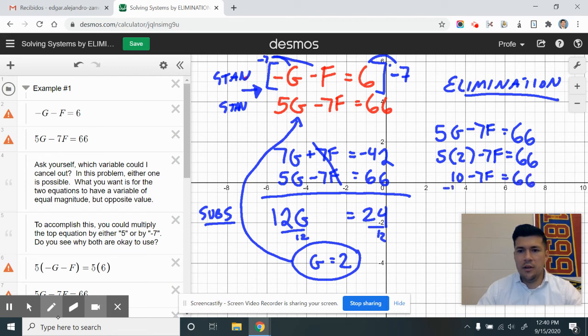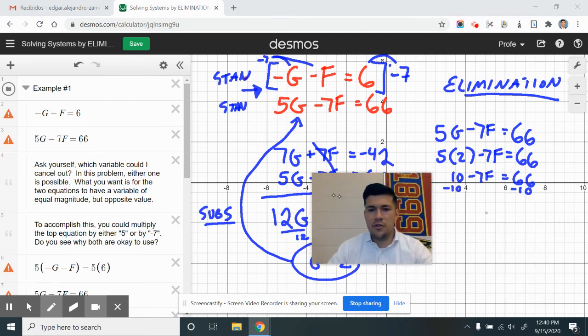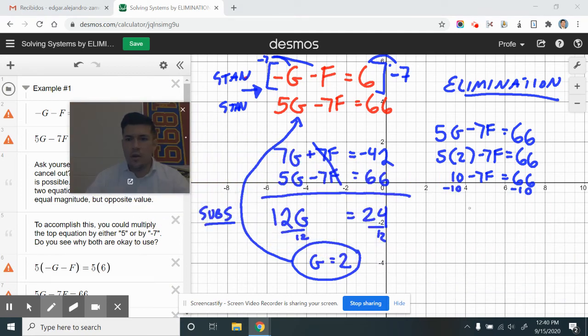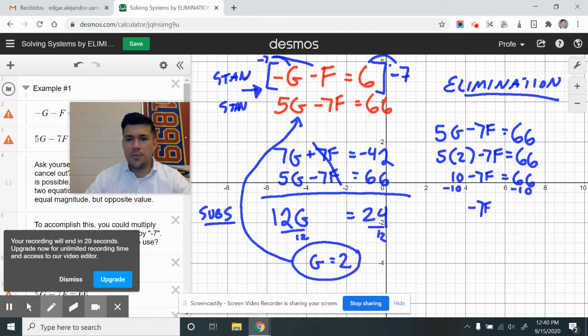I'm going to take away 10 from both sides. Negative 7f equals 56, which makes f equal to, if I divide both sides by negative 7, negative 8. In other words, my final answer in g, f format is 2, negative 8.